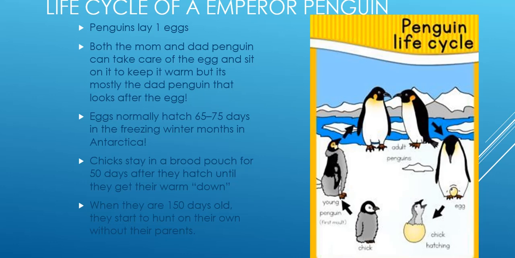We have the life cycle of the emperor penguin as we move on to birds. Okay, so the adult penguin, the mummy penguin lays the egg, and then the mom and dad both take care of it, but it's mostly the dad that looks after the egg. Now, what's important on this page is that eggs normally hatch 65 to 75 days after they are laid. That is important. Okay, and then the chicks stay in their little brood pouch, is what it's called, on their feet, so they can stay warm, and then they grow up.